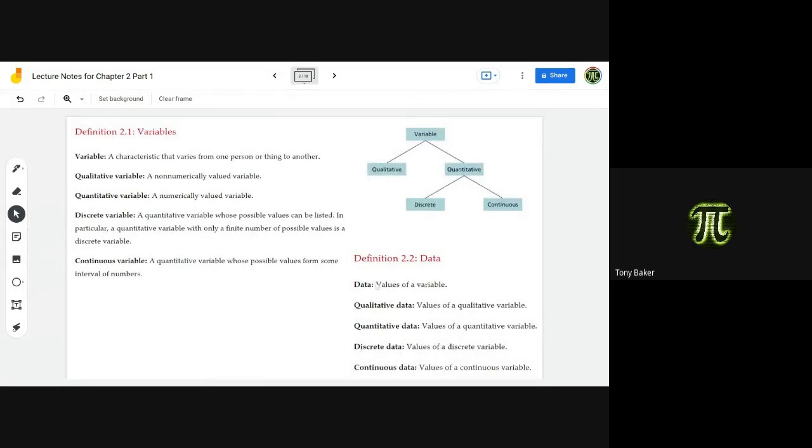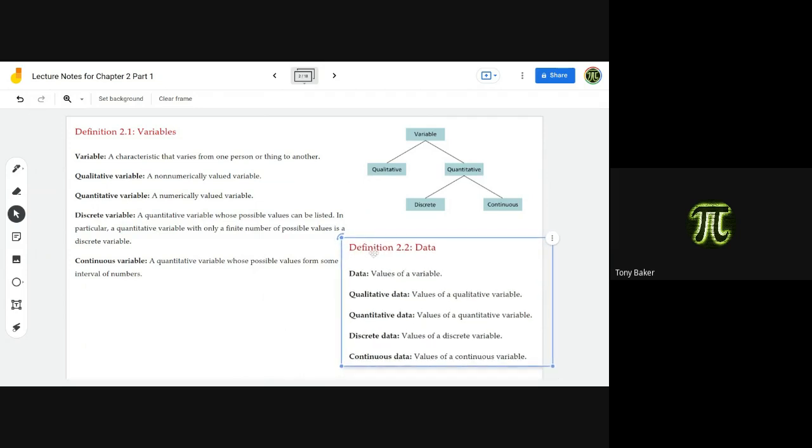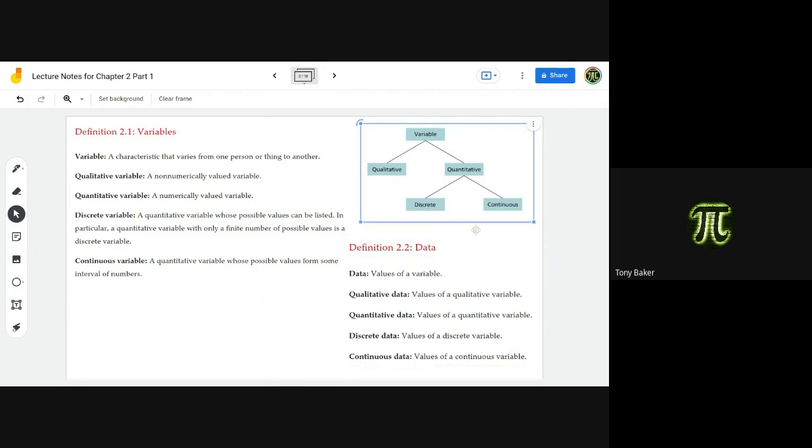All right. Now let's look at data. So actually, we'll talk about the little chart up here. It's not a bad chart. Variables, you have qualitative and quantitative. Quantitative can be either discrete or continuous. Qualitative is just qualitative. It's just a set of data.